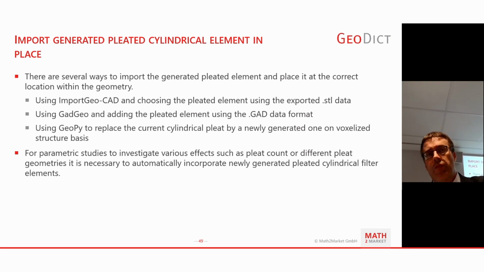We can export it as an STL format, and then using again import GeoCAD and choosing the pleated element using these exported data. We could also use GATGeo, our geometry structure, adding the geometry to an existing structure where, of course, we have to place it there. And the third option would then be using GeoPy to replace the current cylindrical pleat by a newly generated one on a voxelized structure basis.